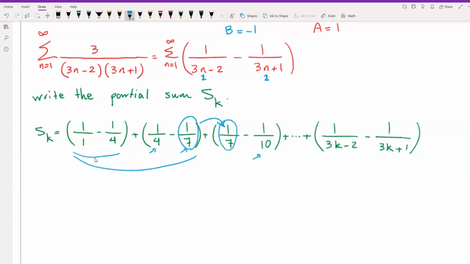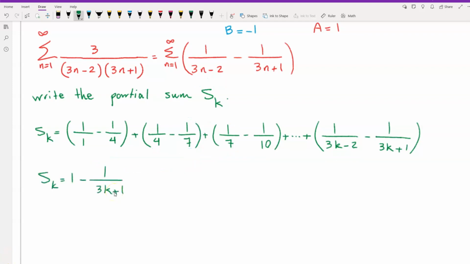And then for this line, we had to use n equal to 3. So we have 3 times 3 minus 2, it is 7. 3 times 3 plus 1, it is 10. And then for this part, I use n equal to k. So it's 3 times k minus 2 and 3 times k plus 1.